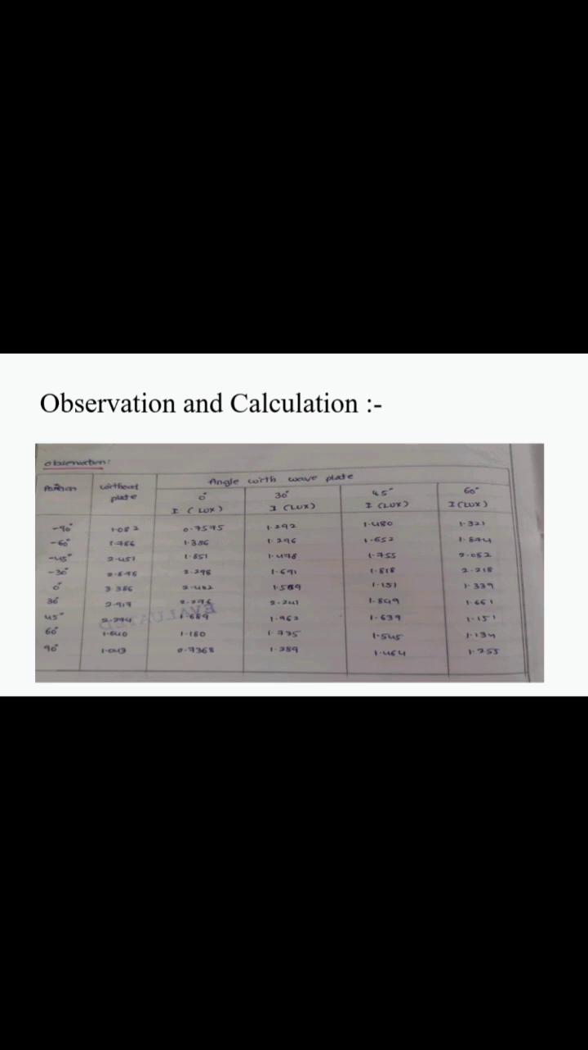As you can see, first we took the reading without introducing the quarter wave plate for the range of minus 90 to plus 90. After that we introduced the quarter wave plate, and you can see here that we took readings by keeping the angle at 0 degree, 30 degree, 45 degree and 60 degree on the quarter wave plate.